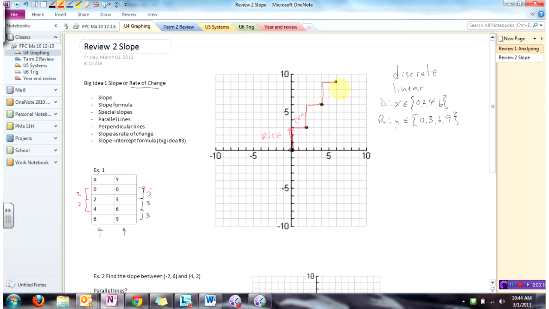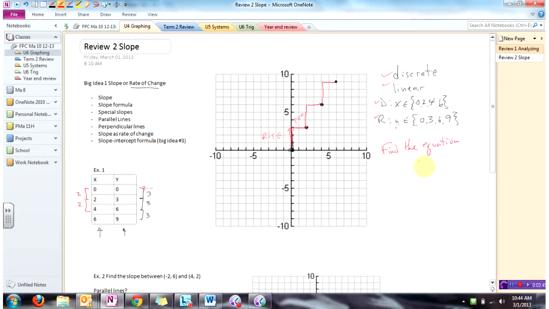So now we're going to stop for a sec. If I didn't have the equation, I would leave this as discrete, linear, with separate domain and range. But now let's say I want to actually find the equation. Once I have the equation, I'm allowed to use decimals and fractions, in which case I'll connect this and, instead of a discrete set of points, we'll end up with a linear function.